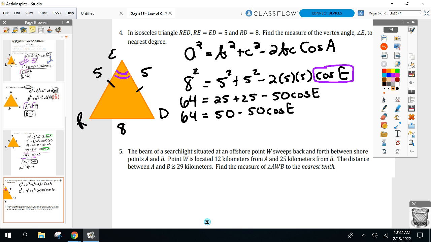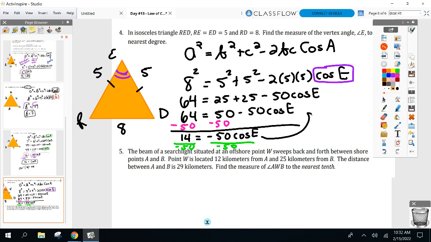You're going to get 0. Then where are you going to go? Subtract 50 over, one of them over here. Come on. We got this. Then you divide both sides by negative 50. Yep, make sure it's a negative 50. Yes, divide both sides by negative 50. Let's see, cosine E. What's this one? Negative 0.28? Anybody get to that point? Negative 0.28.